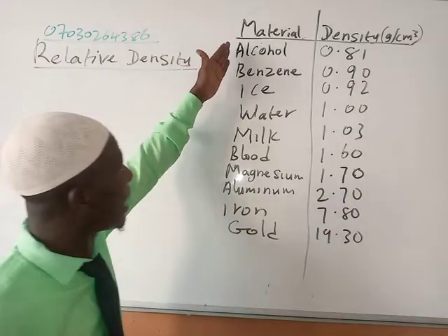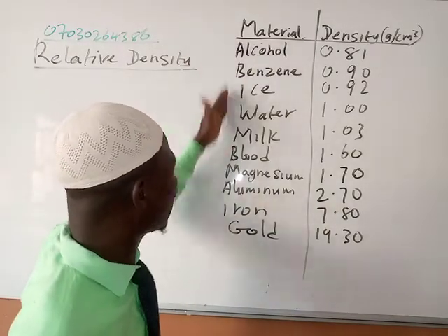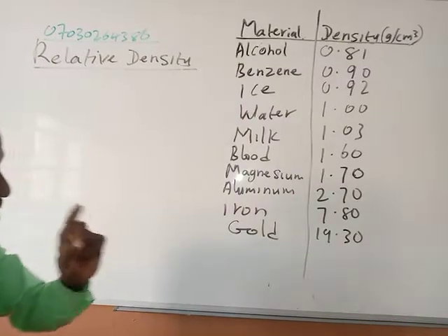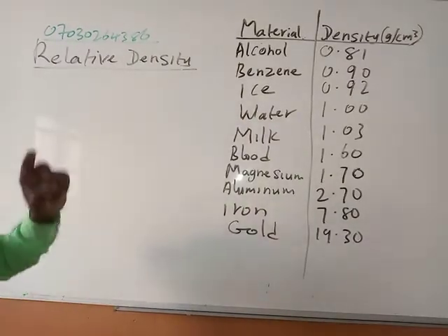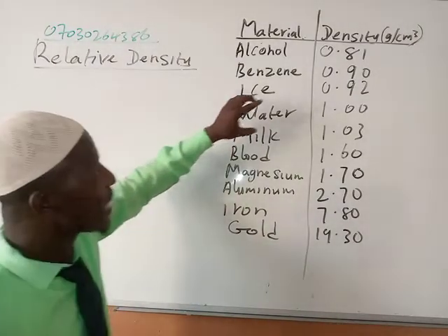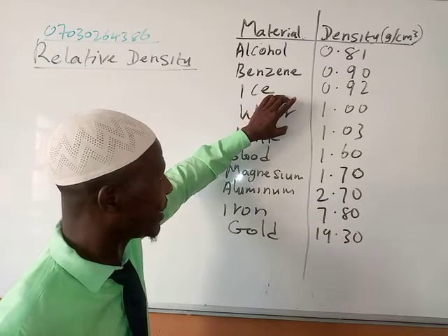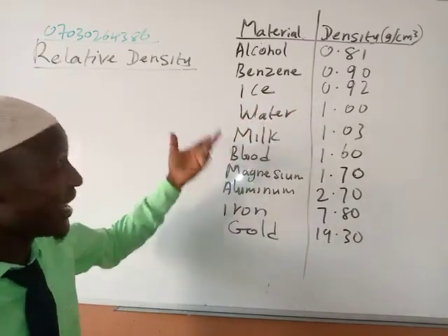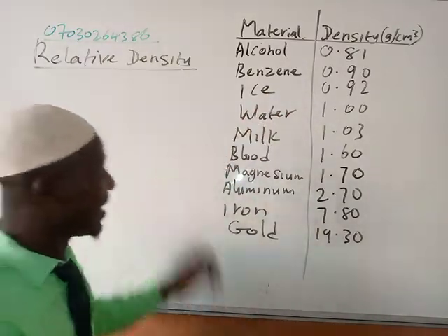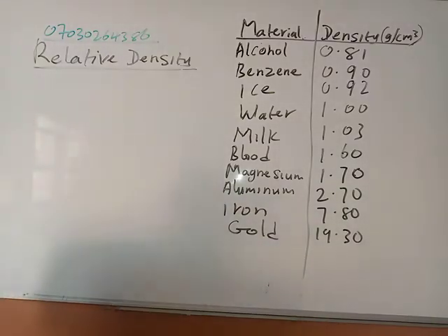Out of these substances or materials that we have, we must have one as a reference. Because of its nature, water will serve as our reference point, because we can easily get it and we can buy it at the cheapest price. So water is used as the reference substance.